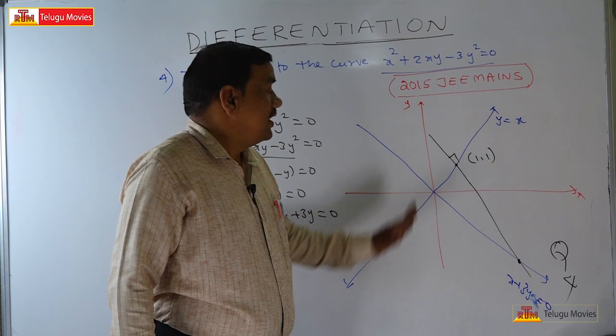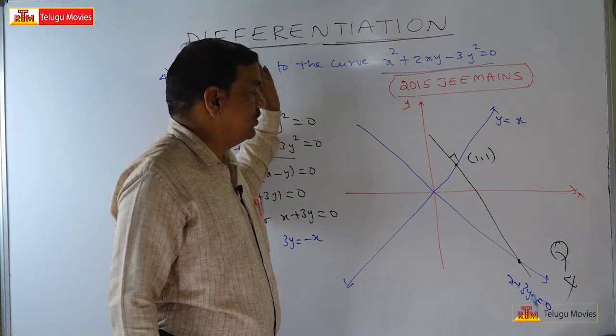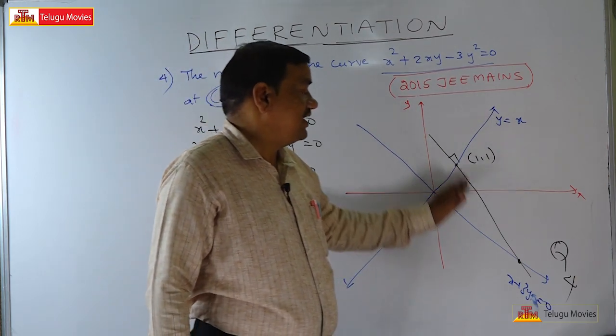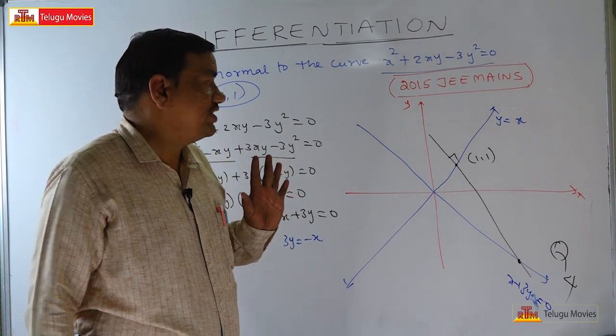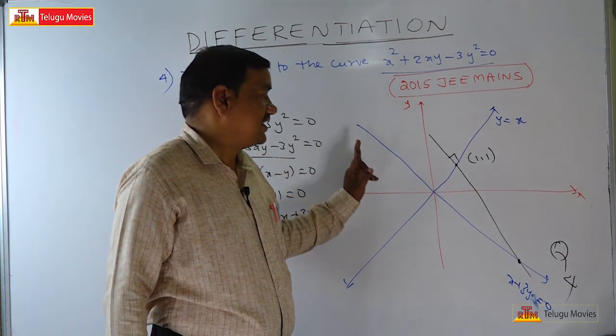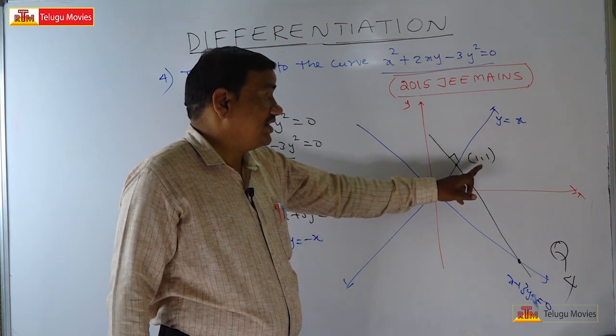Why? Because if you observe here, it will go this side, and if it goes this side, it never intersects. Definitely it will intersect the curve in Q4 only. By sheer observation, we can say that it cannot intersect in the second quadrant, it cannot intersect in the third quadrant, and it cannot intersect in the first quadrant.